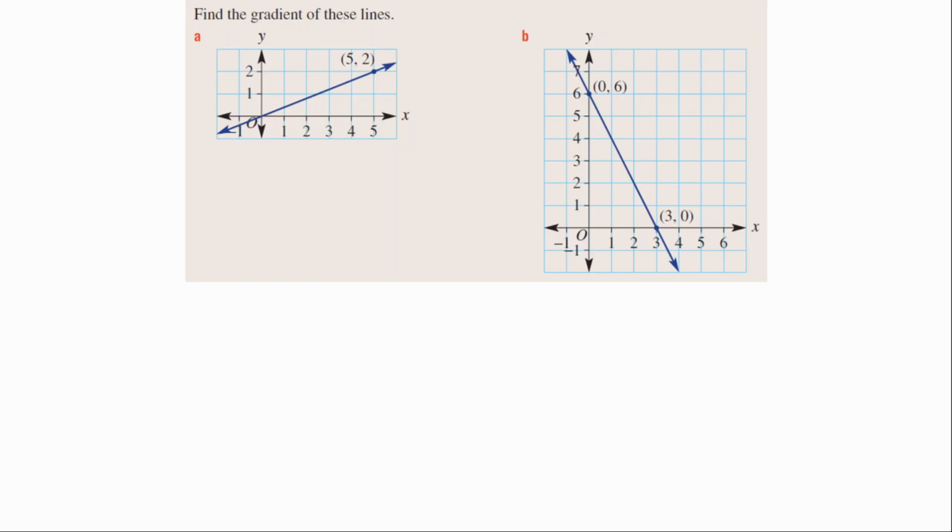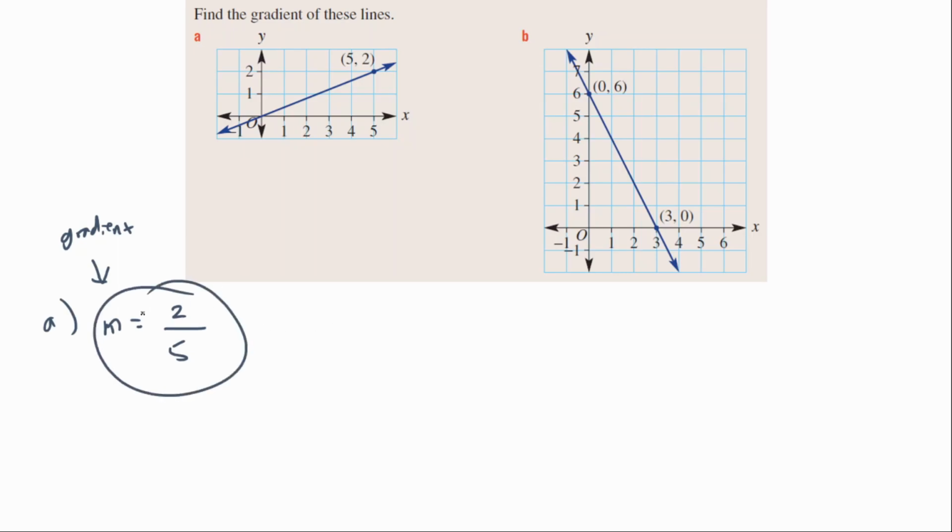Alright, so let's have a go at question A here. Our 2 points are the origin (0, 0) and (5, 2). So for this question, we're going up 2 spaces. So m, or the gradient, remember m means gradient, is going to equal 2, which is the rise. We went up 2 spaces. Over the run, we went to the right 5 spaces. So it'll be 2 over 5, and that would be the gradient there.